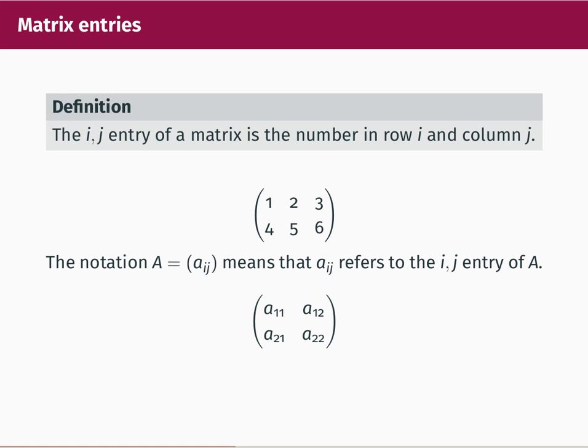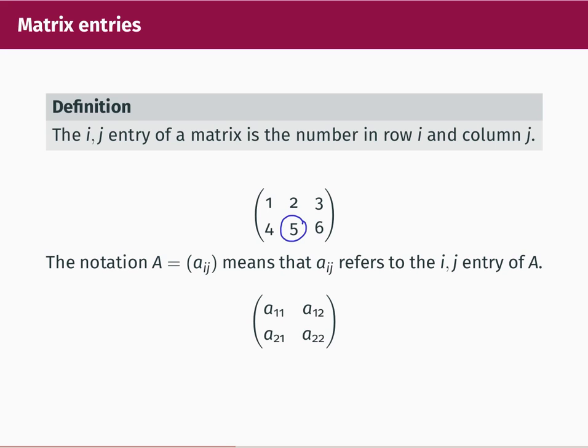We need some vocabulary for referring to particular entries of matrices. The ij entry of a matrix is the number in row i and column j. It's important to get those the right way round because they're perhaps slightly confusing. If you're used to the coordinates on a map, then often the first coordinate refers to how far across you go and the second coordinate refers to how far up you go. But here, the first coordinate, the i, tells you which row you're in, which is how far down you go in the matrix. So let's look at some examples.